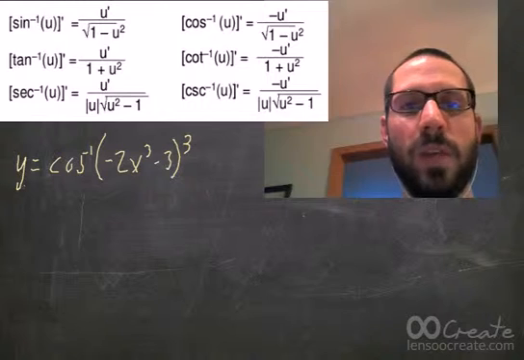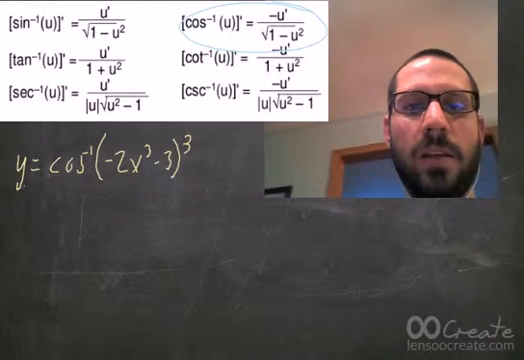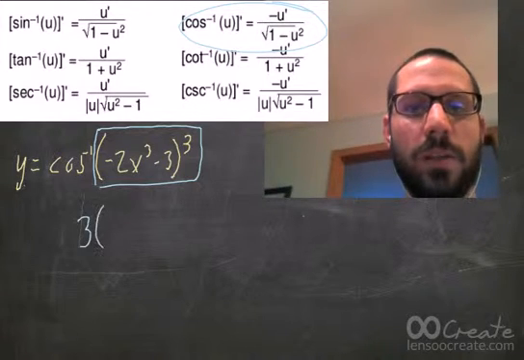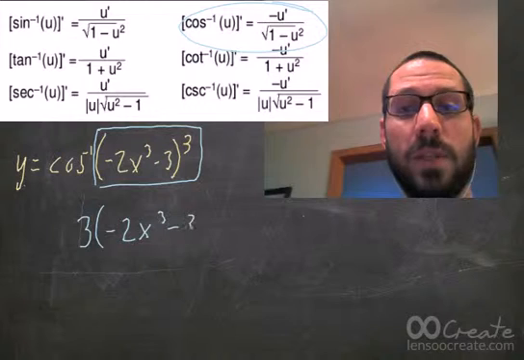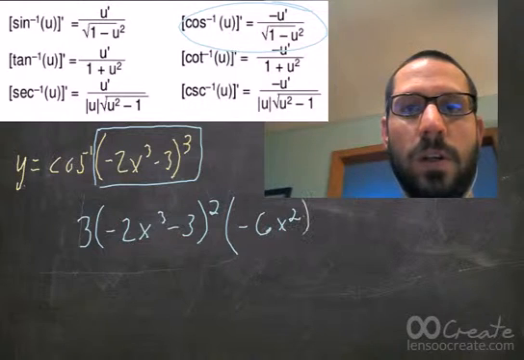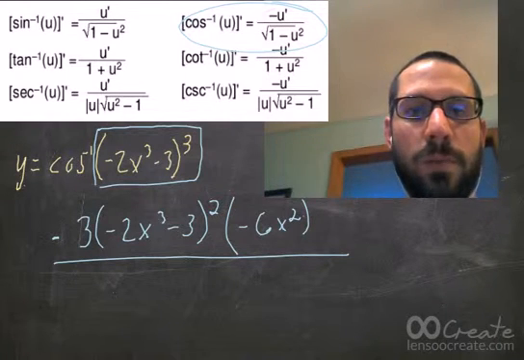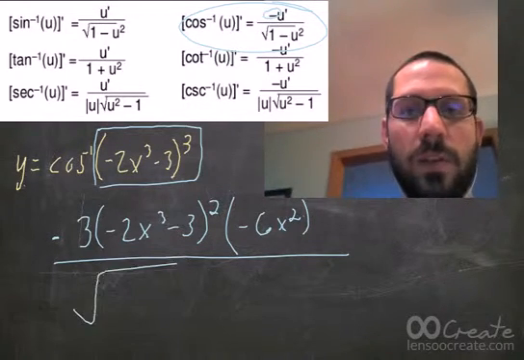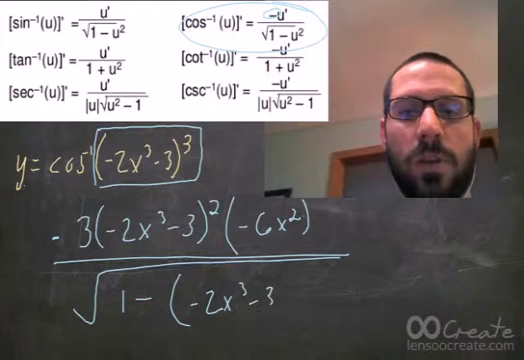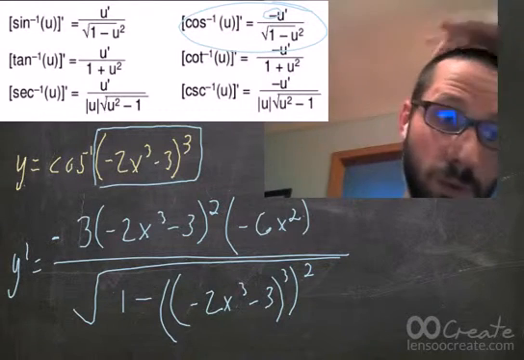And finally, we've got one that looks like 6. First, we've got the cosine inverse derivative, and our u is actually, again, this whole thing is u, so its derivative is 3 times negative 2x cubed minus 3 squared times its chain rule of negative 6x squared over, let's put a negative in front of that because that's what the cosine has, over the square root of 1 minus the big U, negative 2x cubed minus 3 cubed squared. Great job on page 1.